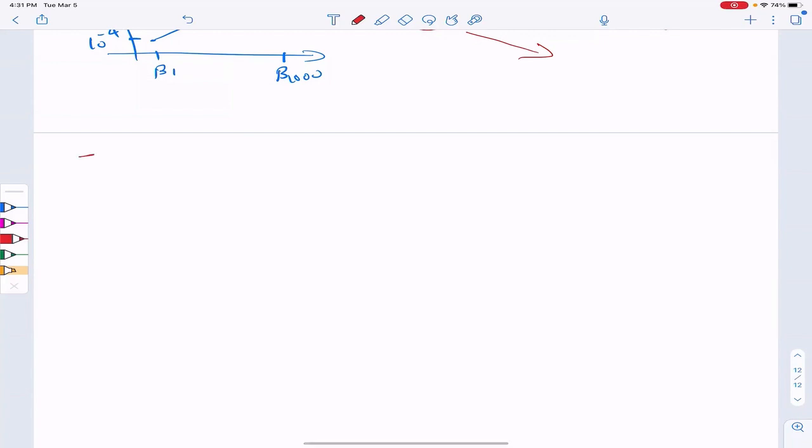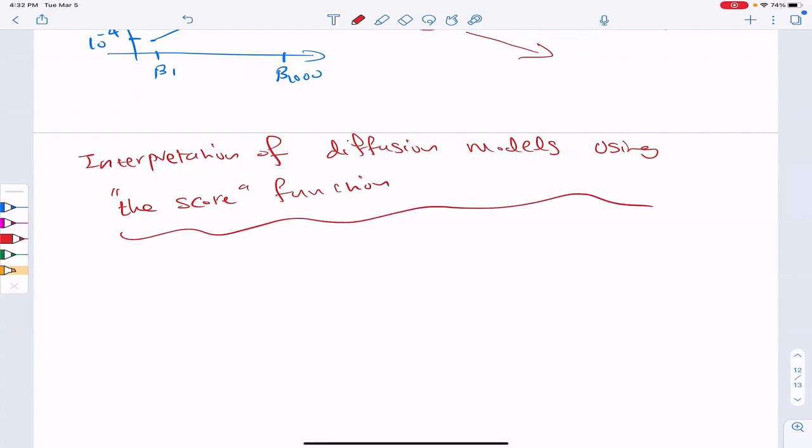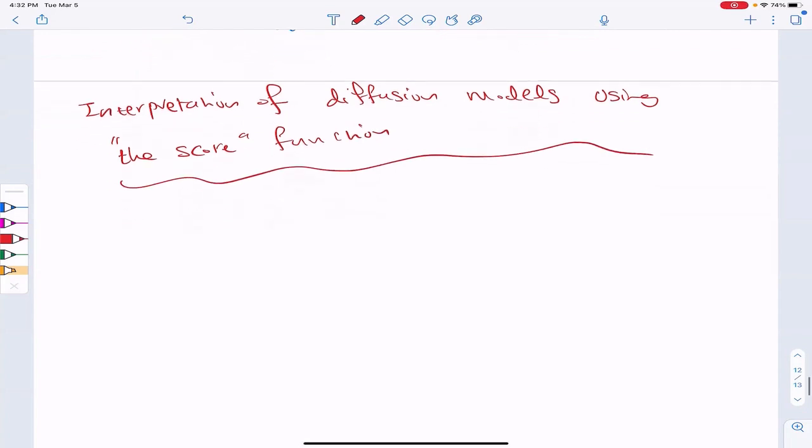interpretation of diffusion models using, quote unquote, the score function. Okay, what is a score function?